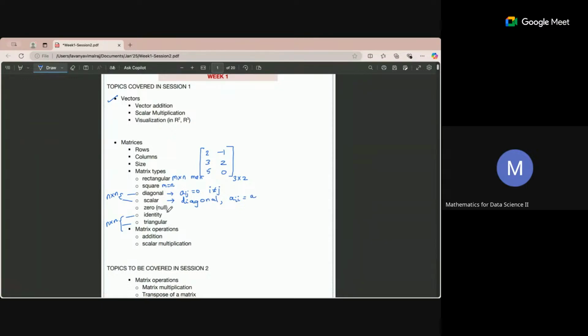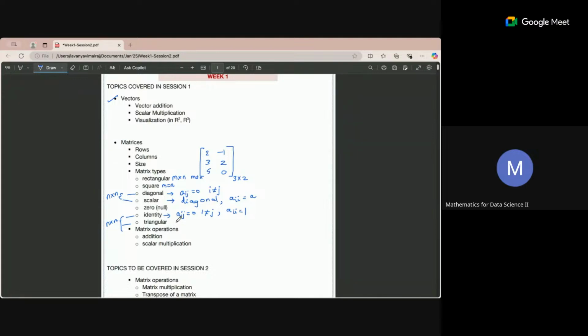And here these are all any m by n matrix where all the entries are 0, null matrices. It can be either rectangular or square, right? And what are identity matrices? A scalar matrix where the diagonal entries are all 1 and the other entries are all 0, right?